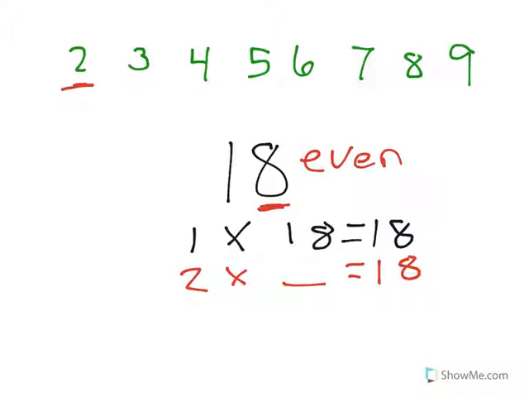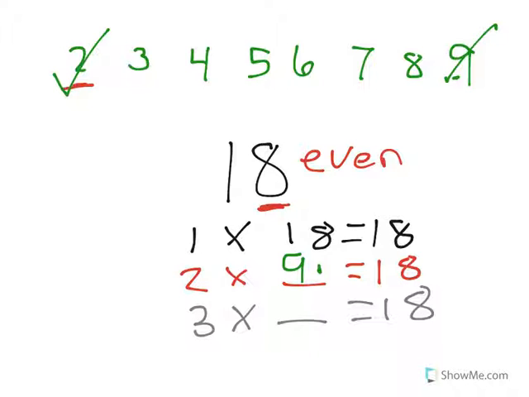That is correct. 2 times 9 equals 18. Well, notice that we have a 9 here, and I have a 9 here. So let's go ahead and check that one off, and check off our 2. Then I'm going to ask myself, 3. I think 3 will work, so 3 times something will give me 18. That's correct. 3 times 6. So I've crossed off 2 more factors.